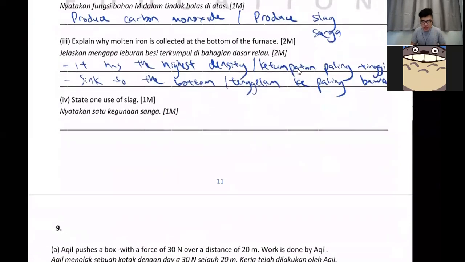Okay, so state one use of slag. Told you already lah. Is to produce cement. Okay, menghasilkan simen.